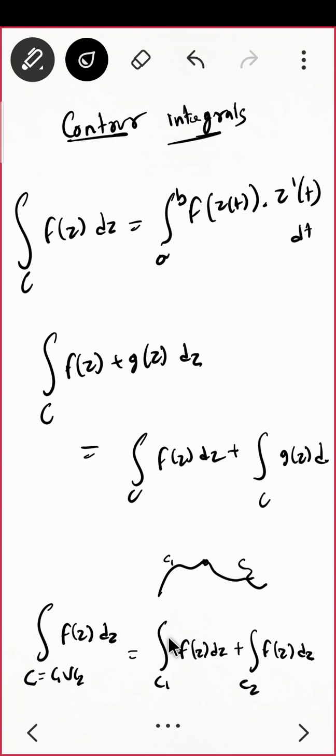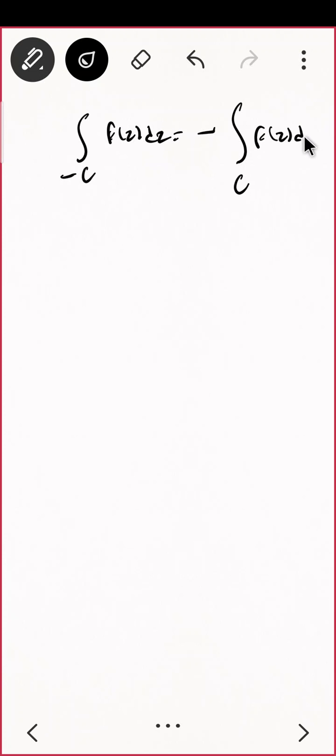Prove this. And if the contour takes a negative sign, that is, going from here to here, if you take minus C1, then you will get a minus sign here. That is like this: the integral over minus C of f(z) dz will be equal to minus the contour integral of f(z) dz. Correct? Let us do some examples now.